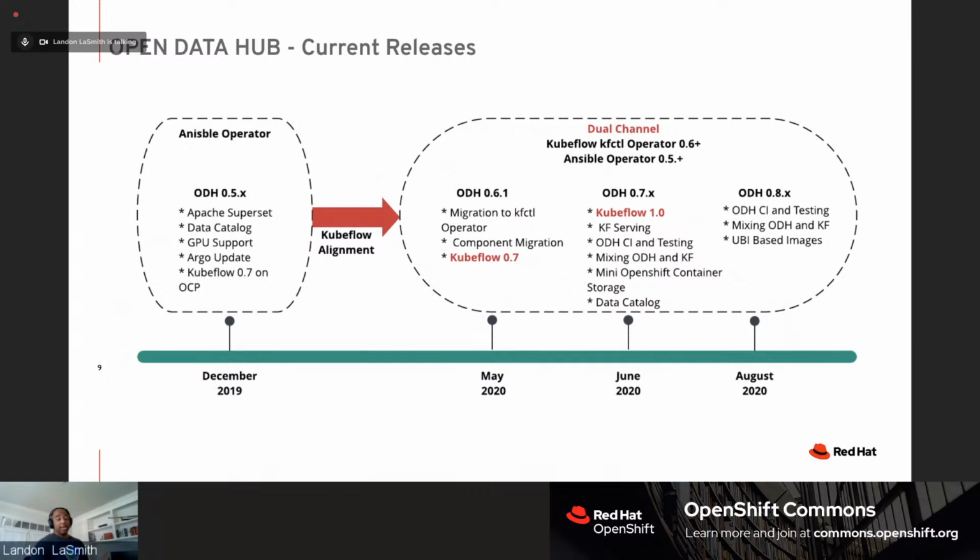Full CI testing on all of our updates and releases. So as soon as we submit any updates to OpenDataHub, we run a full battery of CI tests to make sure that new component doesn't break any existing functionality, but also provides working new functionality. You can mix and match ODH and Kubeflow components. So right now we're verifying a small subset, but with the 0.8 release, we plan to verify and test all of the default Kubeflow 1.0 components mixed in with ODH components and some OpenShift container storage.